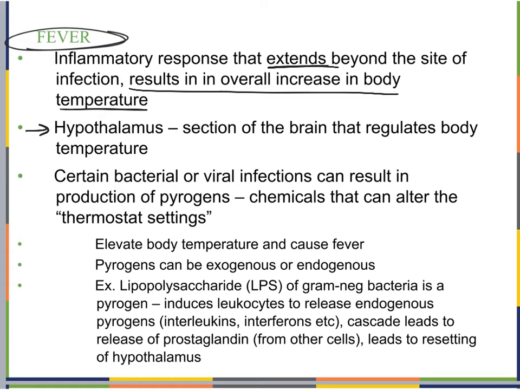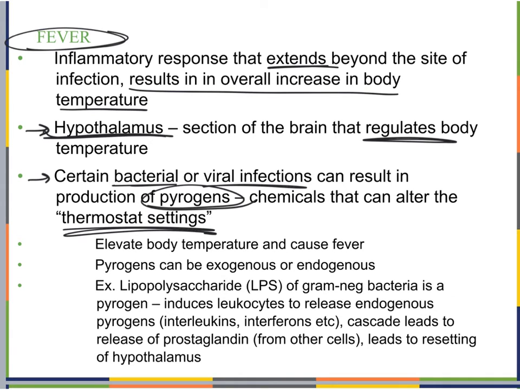The way this works is that our hypothalamus, the section of the brain that regulates body temperature, is going to be adjusted. So we're going to adjust that thermostat, which is in the hypothalamus. So certain bacterial or viral infections can result in the production of what are called pyrogens. So pyrogens are chemicals that can alter the thermostat settings. So remember that the hypothalamus is our thermostat. That thermostat, typically what it's doing is it's regulating the body, keeping it at our nice, 98.7 degrees Fahrenheit-ish, whatever's kind of normal for the body.